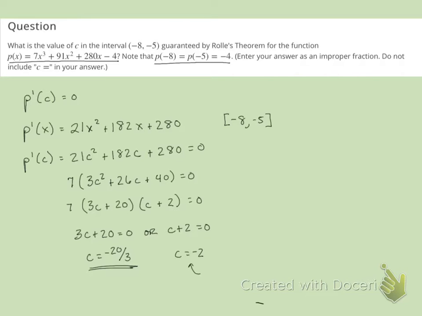So not in interval. And therefore, we're not going to include this in our answer, and our only answer is going to be this negative 20 over 3.